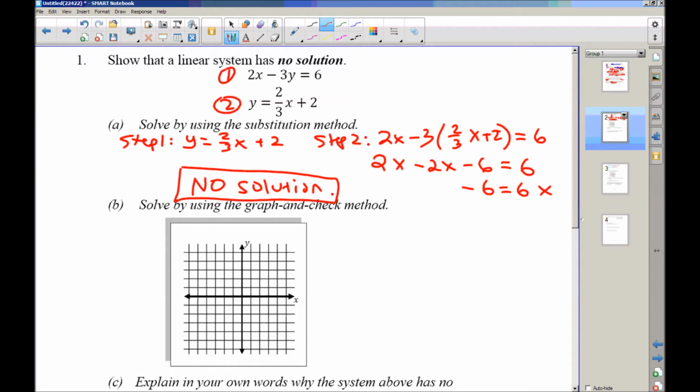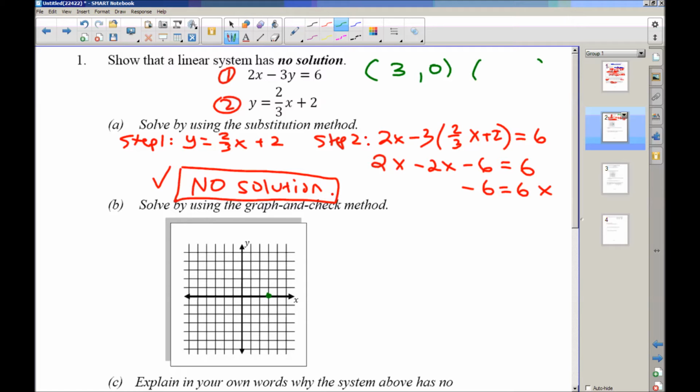Okay. Now we're going to solve this again by the graph and check method. So same problems, and hopefully we should find out that these lines are parallel, because remember, when lines are parallel, we get no solution because they never cross. All right, so I'll graph the first one in green. I'm going to use x and y intercepts. So the x-intercept of the first one is when I let y be 0 and I solve for x, and I should get 3. So 3, 0.